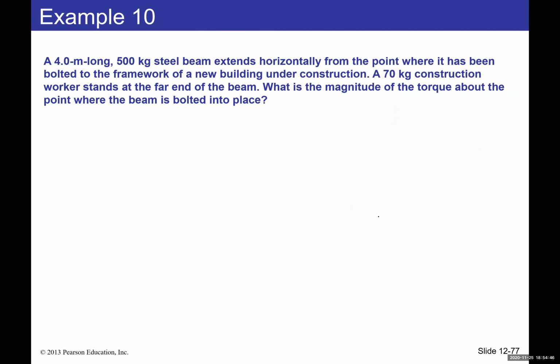All right, so let's look at an example here. We have a 4-meter long, 500 kilogram steel beam that extends horizontally from the pivot, the point where it has been bolted to the framework of a new building under construction. A 70 kilogram construction worker stands at the far end of the beam. What is the magnitude of the torque about the point where the beam is bolted into place?